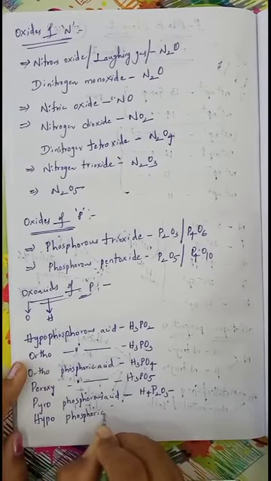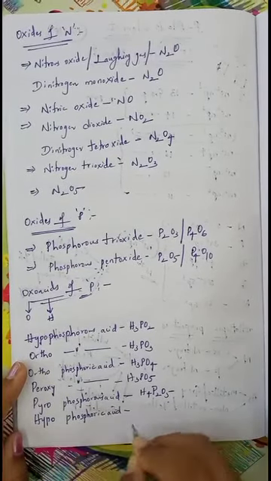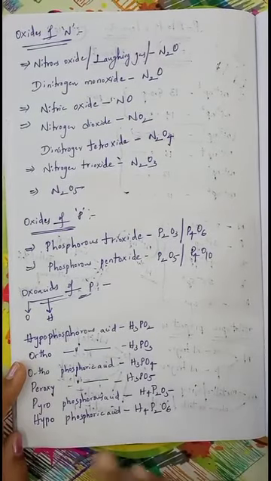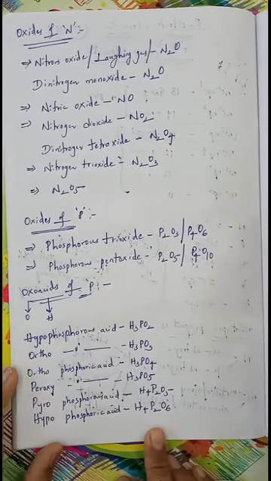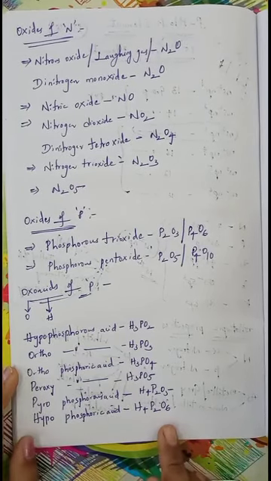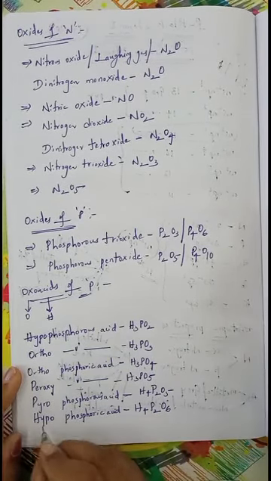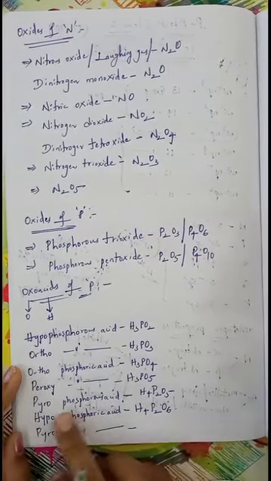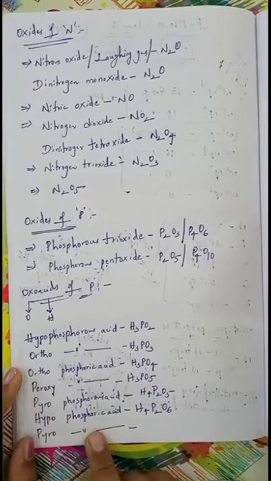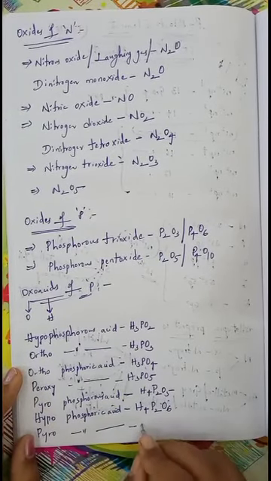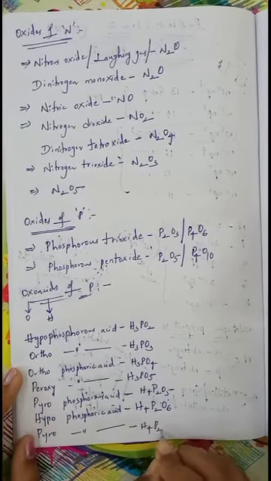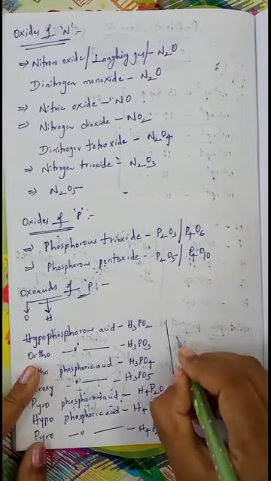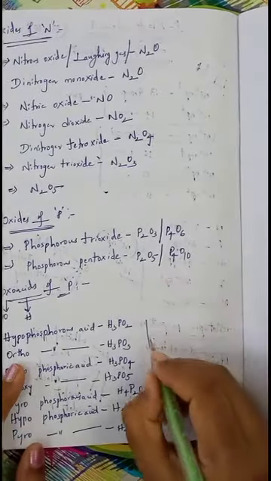Next, hypophosphoric acid. Formula H4P2O6. This is hypophosphoric acid, H4P2O6. Next one, pyrophosphoric acid. So this is pyrophosphorus acid and this is pyrophosphoric acid. Formula H4P2O7.